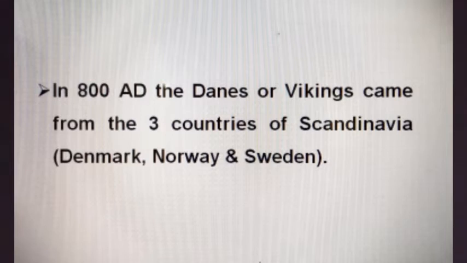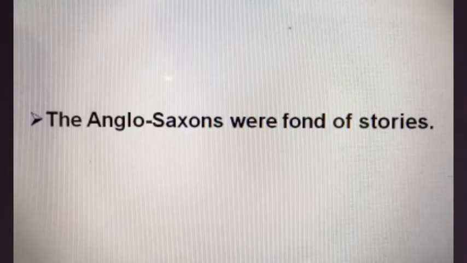Then in 800 AD, the Danes or Vikings came to Britain from the 3 countries of Scandinavia. Scandinavia was the region that today we can divide into different countries: Denmark, Norway and Sweden. From these countries, the Danes or Vikings came to Britain in 800 AD.